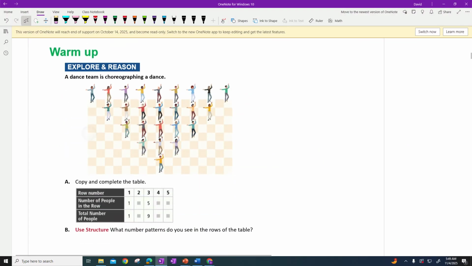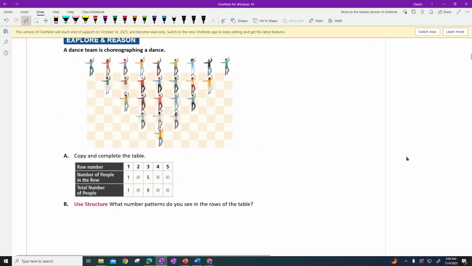All right, so here's your warm-up for today. It should go pretty quick. They're saying, looking at the number of rows, we want the total number of people down here. So in row 1, they're starting down here. Row 1, there's only one person, and the total number of people in the group would be 1.